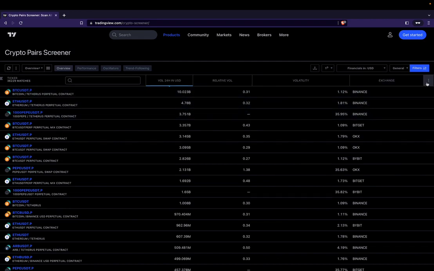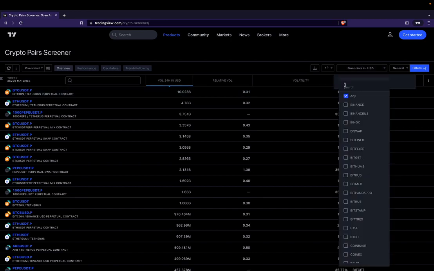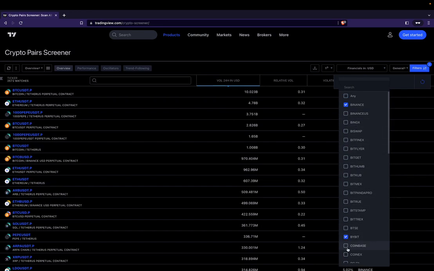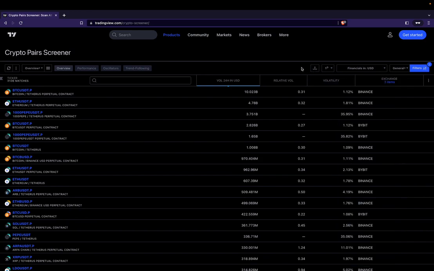Go to the exchange tab, go to the little filter tab, hit on any, and we don't want to use any, we want to use whichever ones you trade on. And using the same example from the last lesson, I'm going to do Binance, Bybit, Coinbase. There we go. Now, let's look. We now have, instead of 33,000, we now have 3,000 matches. So there, we've already cut it by 90%. Great, we're getting somewhere.